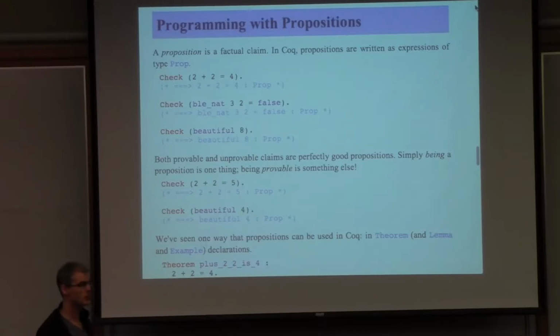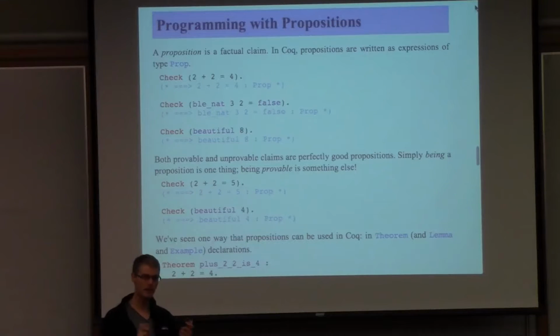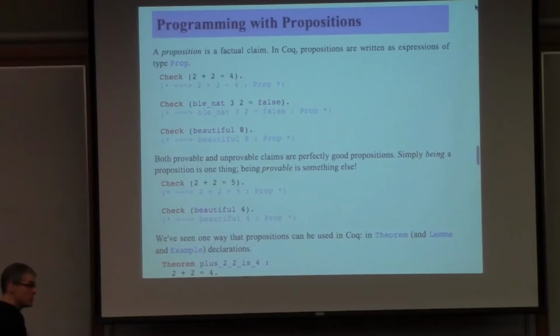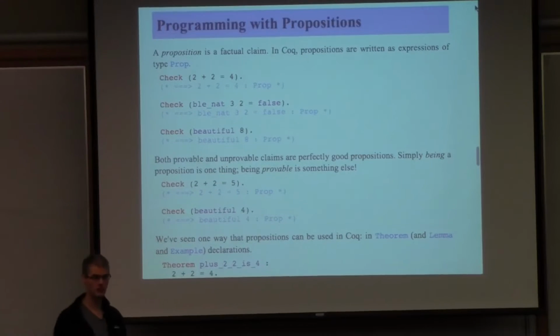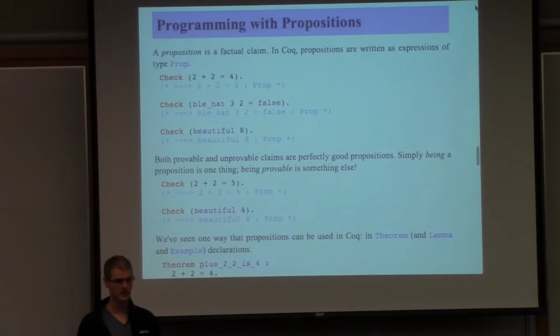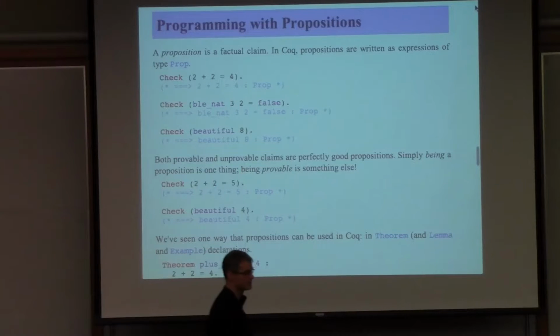Okay, so one thing is, it's incredibly important, although I hope this is kind of an obvious point for you, it's incredibly important to keep the distinction between a proposition and a provable proposition. So a proposition is just a claim, and that claim may be either provable or not provable. So for example, 2 + 2 = 4 is a proposition. 2 + 2 = 5 is also a proposition. And so they're both perfectly good propositions. The only difference between them is that one is inhabited and the other is not.